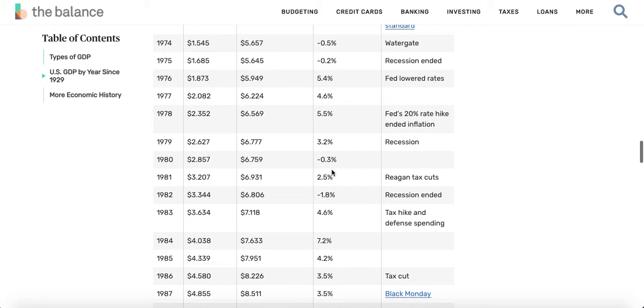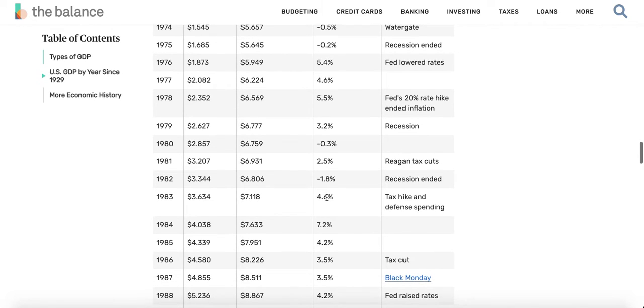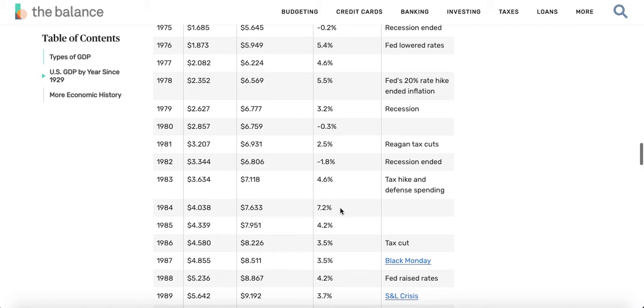So this is when Reagan was elected. 2.5% growth when Reagan was elected. His tax cuts result in a contraction of almost 2%, almost taking out the gains in the previous year. Presumably, because of the tax cuts, the recession ended, and we see a 4.6% growth. We see a 7.2% growth in 1983.